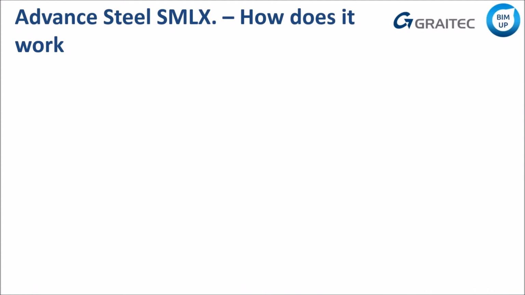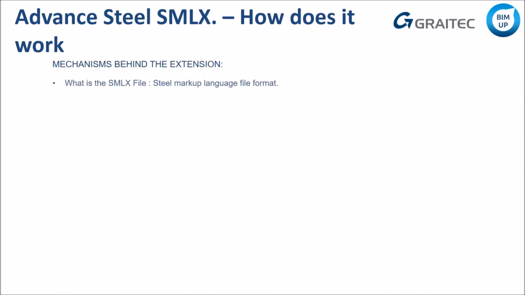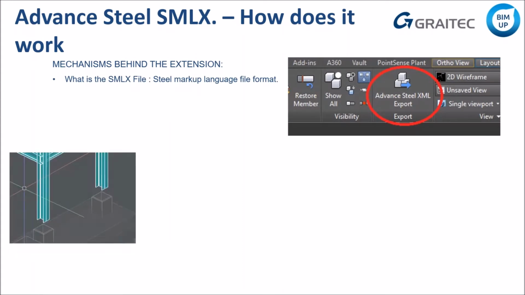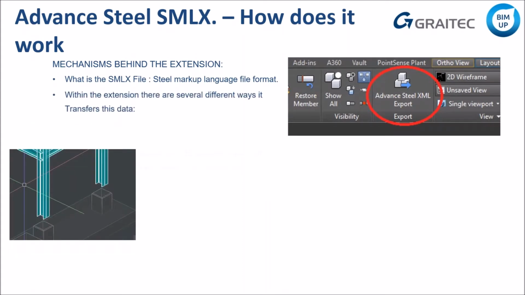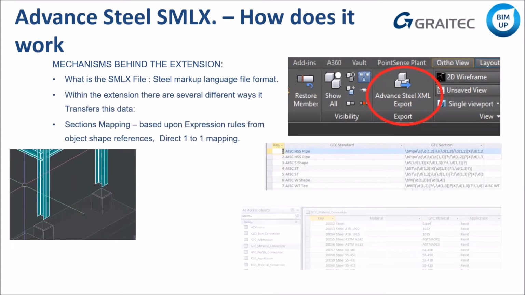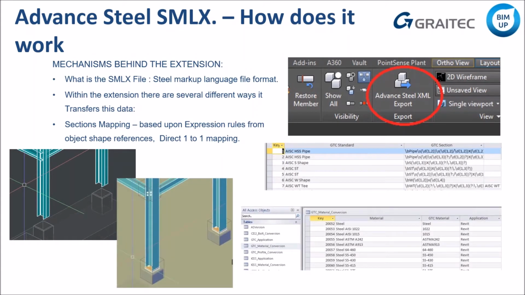So the Advanced Steel SMX file is actually a mechanism that basically transfers data from one file to the other, and this was incorporated into Plant 3D a few years ago, replacing the traditional SDNF file. It uses a series of database entries and tables to map the sections from one platform to the other, effectively a transfer file which is based upon an XML format and a series of database entries in the background.